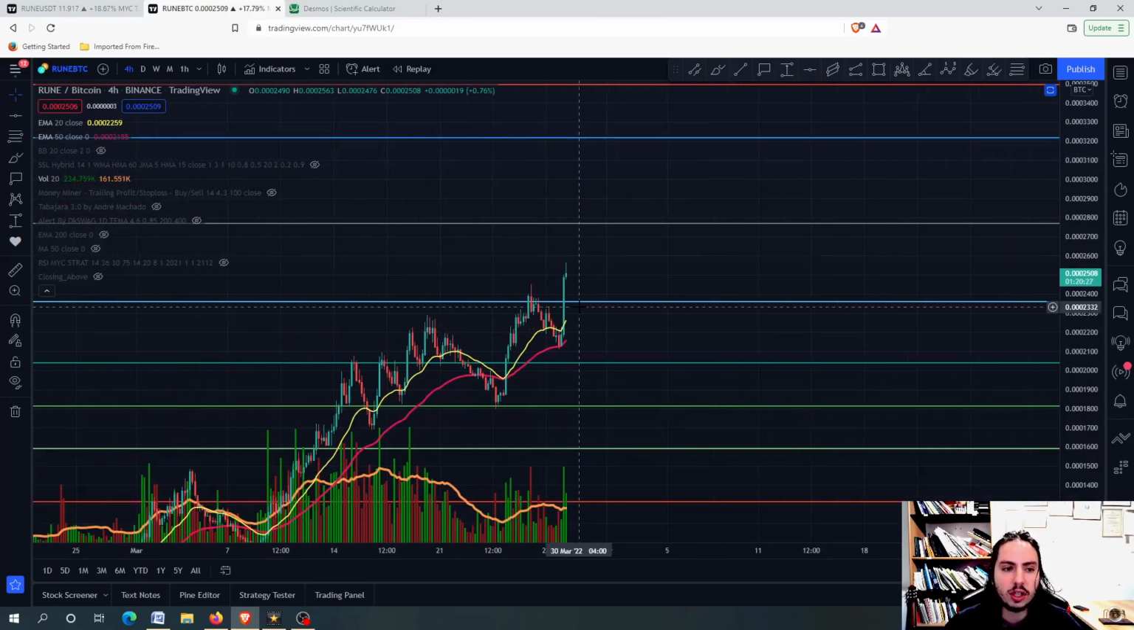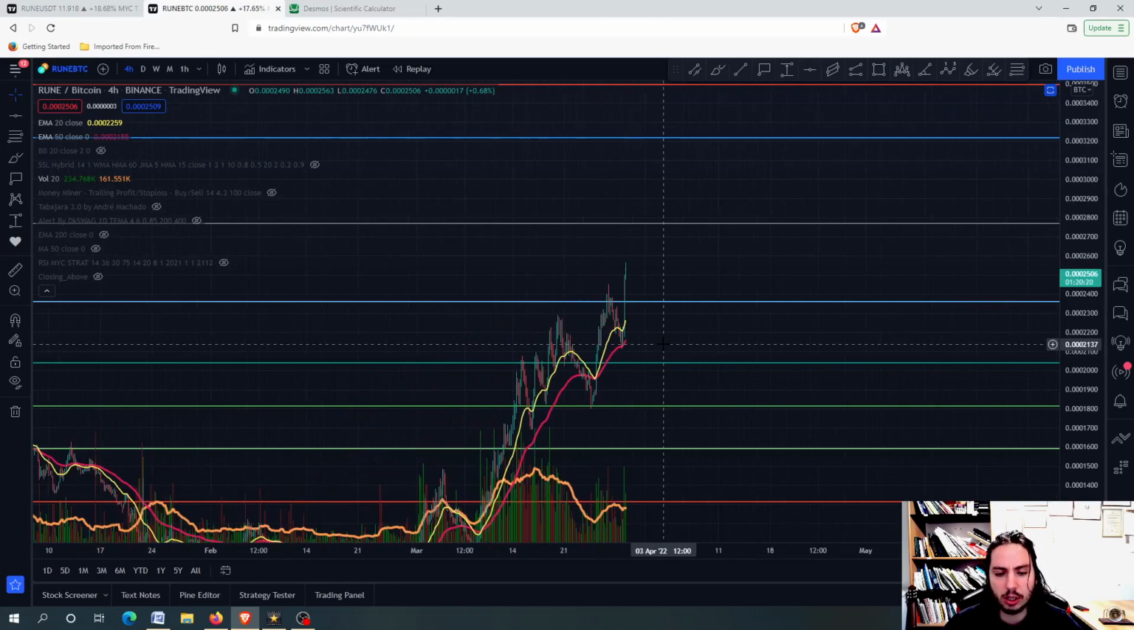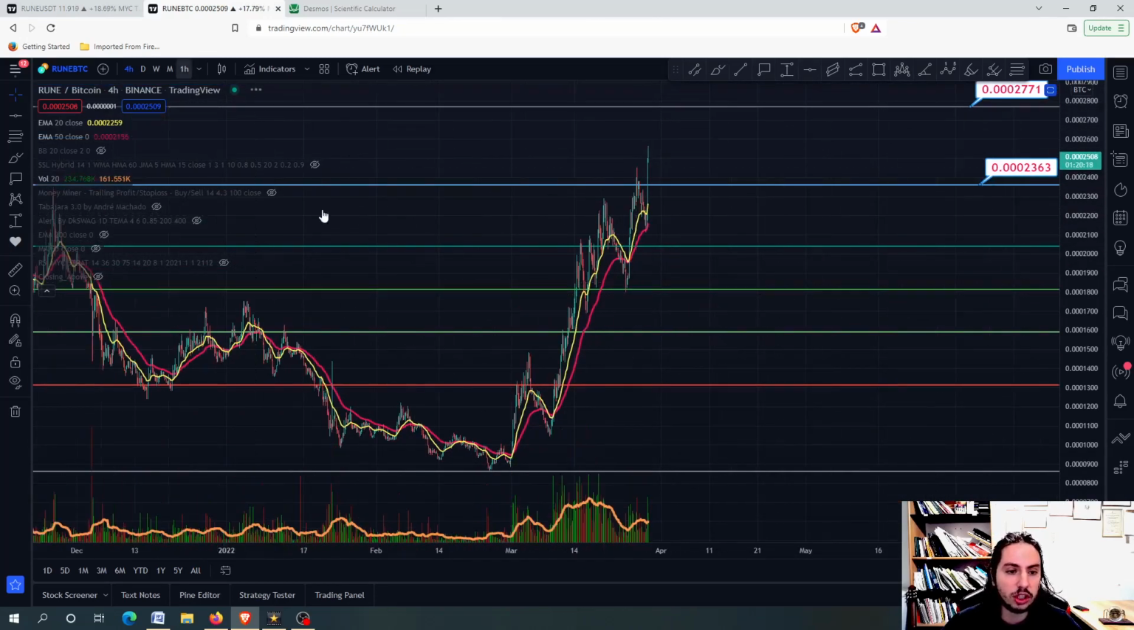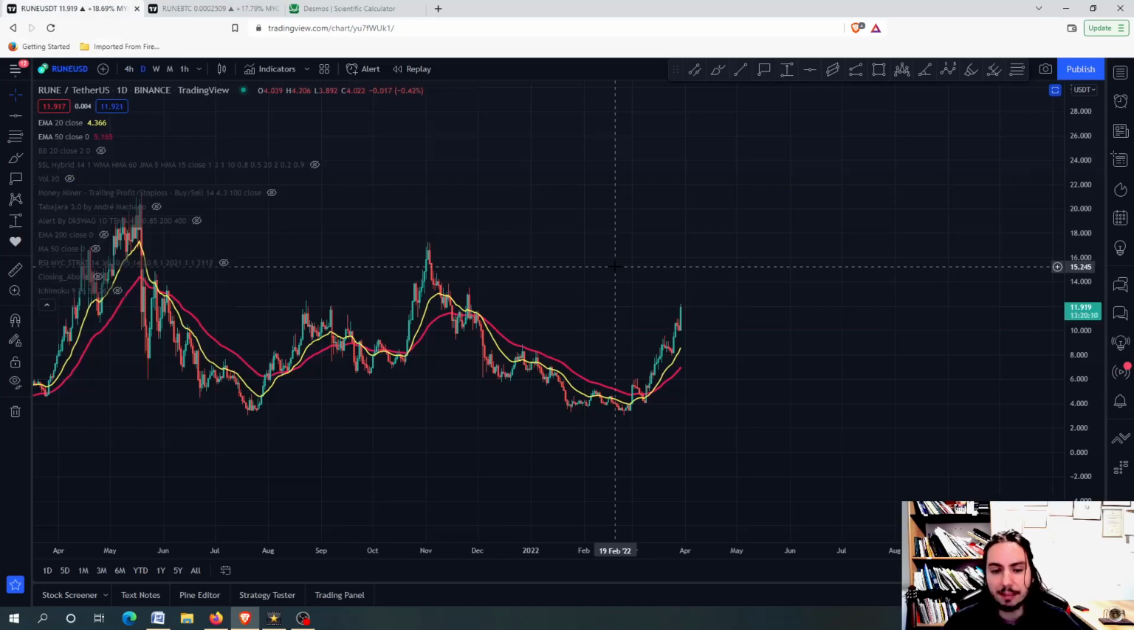Okay, so eventually this will keep going probably on to the next price targets that we talked about, with some corrections in between, but overall with some higher lows and higher highs right here. Volume is decreasing a little bit, so be careful about that. And of course, let's go to RUNE against USDT to see some next price targets.